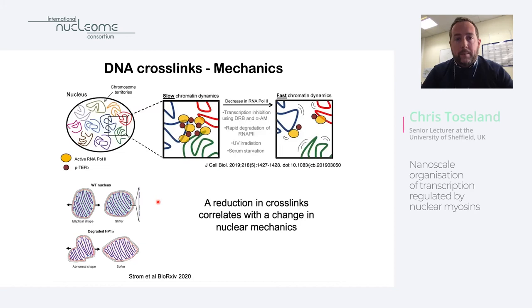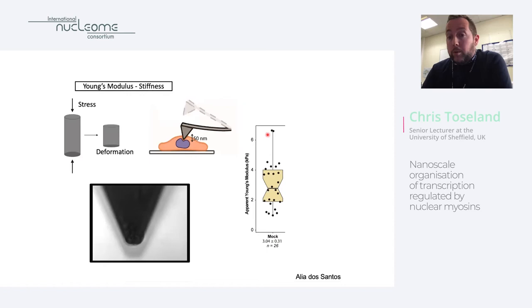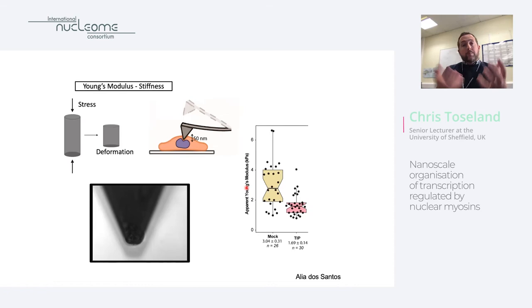And so what we also did is perform AFM. Through the AFM, we can probe the nucleus directly and measure how stiff it is as an organelle. And therefore, we can do this under normal growth conditions and determine how stiff the nucleus is, how strongly it's held together. But if we treat with the myosin 6 inhibitor, we see that the nucleus becomes significantly softer. And so this fits with this idea that we're able to disrupt POL2, disrupt these cross-links, and the nucleus becomes a more fluid environment and therefore becomes softer.